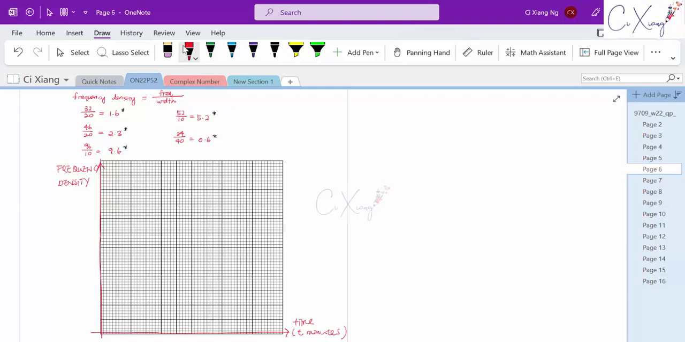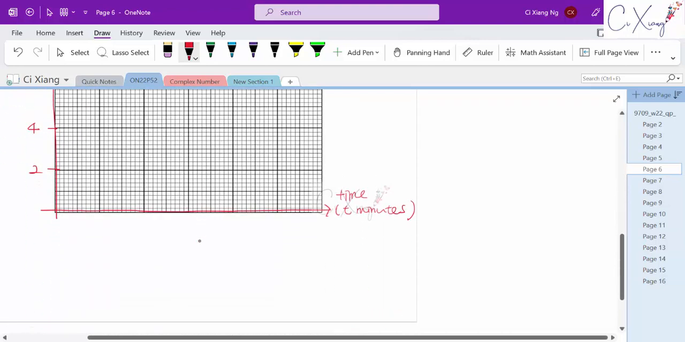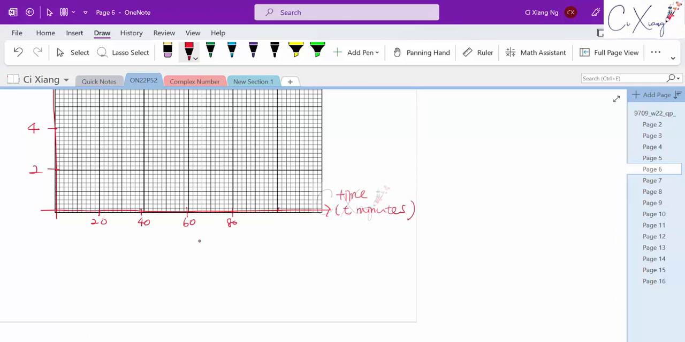Then I will want to label it. The highest value is 9.6, so maybe I will put it in this ratio: 2, 4, 6, 8, 10 for the y-axis. And for the x-axis, maybe I can have 20, 40, 60, 80, and also 100. This is 0.